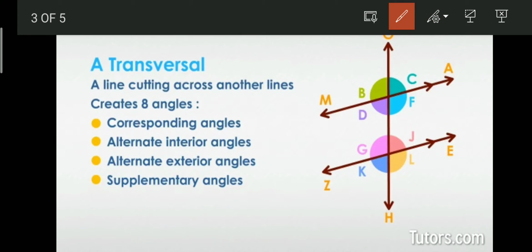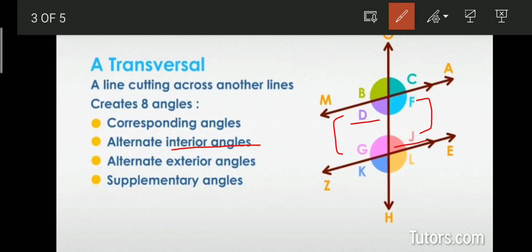If we talk about alternate interior angles, first of all, since interior angle is mentioned, we have to talk about only interior angles. That means these four angles, and alternate interior angles, D and J, are on opposite sides. If we take one angle on the left side of the transversal, then we have to take the next angle on the right side of the transversal line.